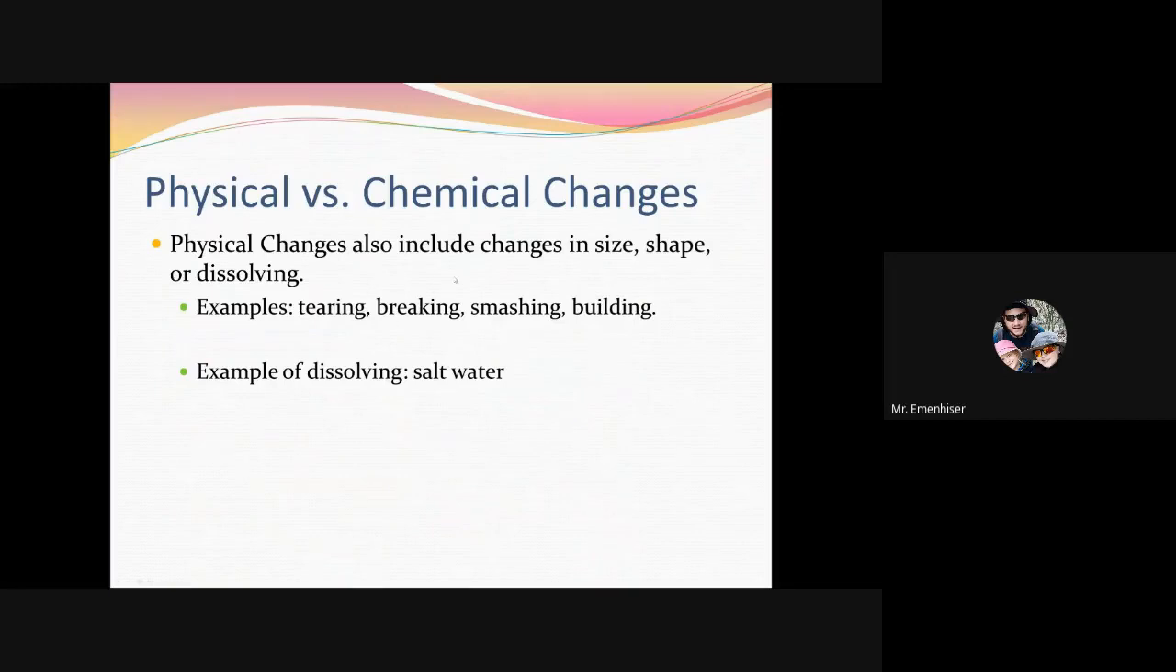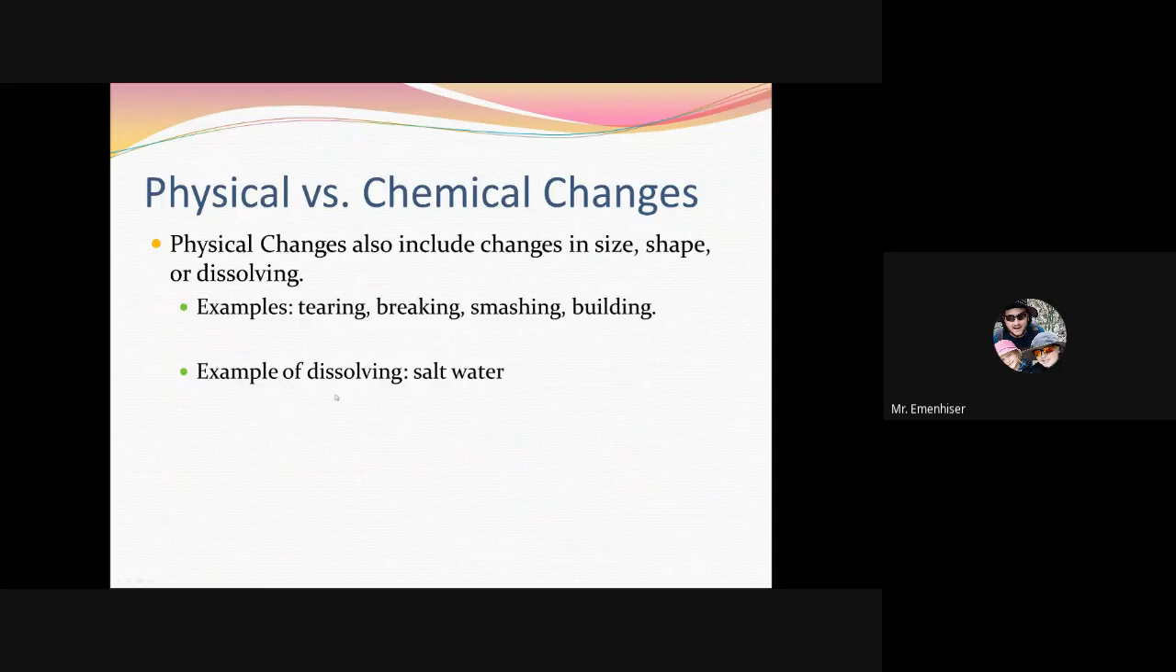All right, physical changes also include changes in size, shape, and dissolving. So if I take a piece of paper and tear it in half, well, both of those halves of paper are still paper. It's a physical change. If I break something, smash it, or if I build something, put something together, if it doesn't chemically change into something else, then it's a physical change.